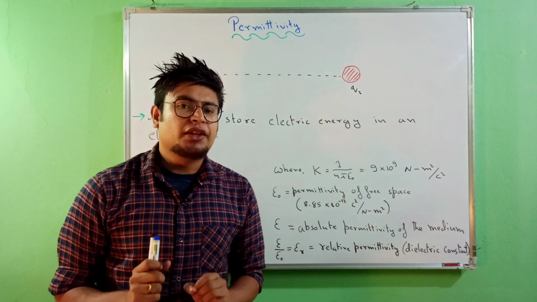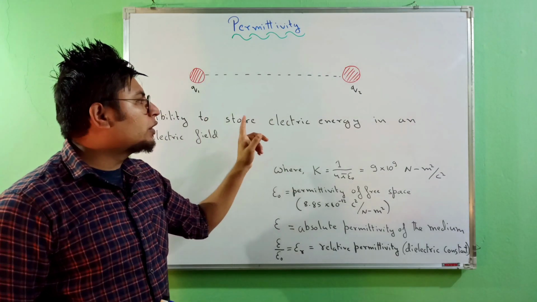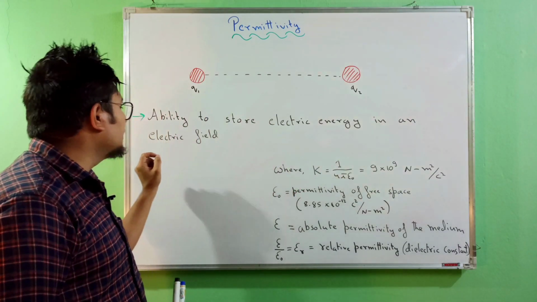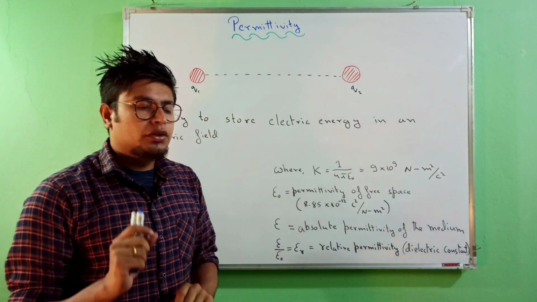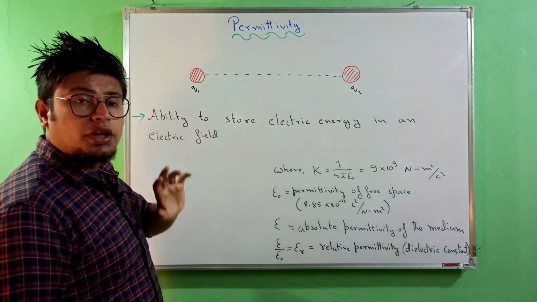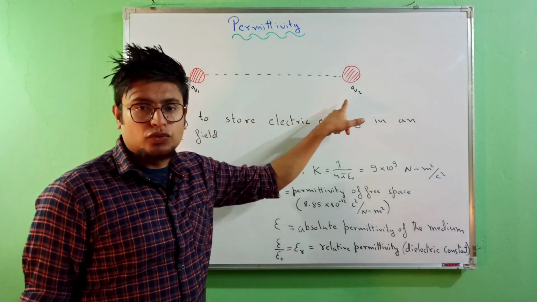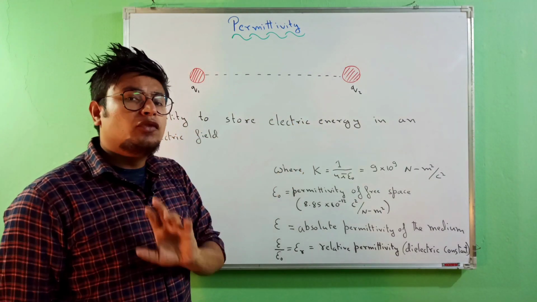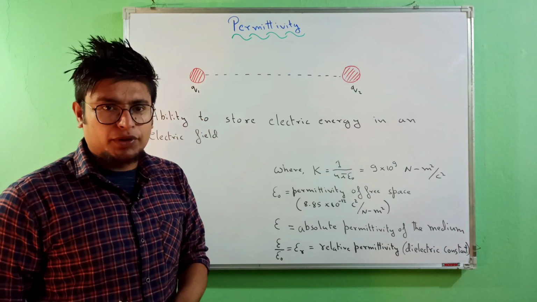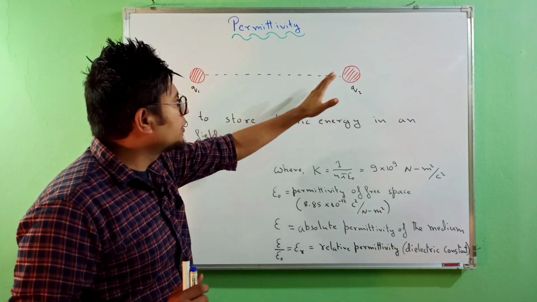What is permittivity? The definition follows: ability to store electric energy in an electric field. The physical meaning of this particular definition is, out here we have two charges, Q1 and Q2. Now the force of attraction or the repulsion is taking place through some kind of interaction between these two charges.